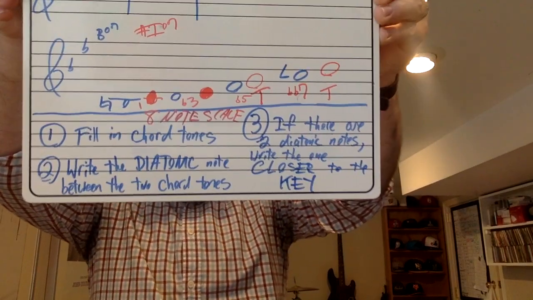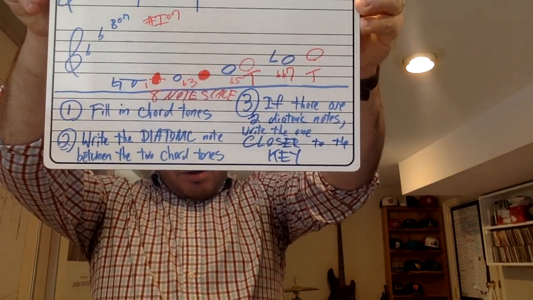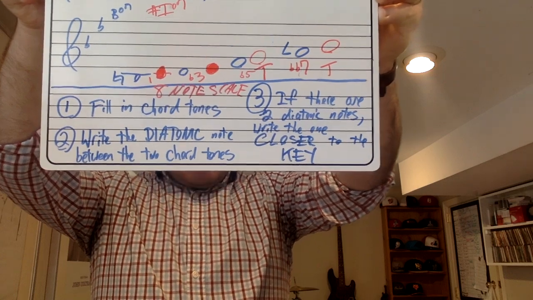So that's one example of how you'd find a chord scale of a sharp 1 diminished 7 chord. I'm going to do another example in a second. For all of the other diminished 7 chords, I did one that is a passing diminished chord from below, and I'm about to do a passing diminished chord from above. But the process is the same for auxiliary diminished, for passing diminished, all of it. You'd still fill in the chord tones, you'd still write the diatonic note that's between the chord tones, and if there are 2 diatonic notes, you'll write the one closer to the key.